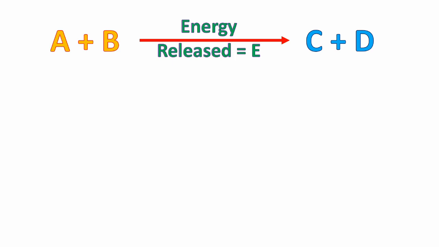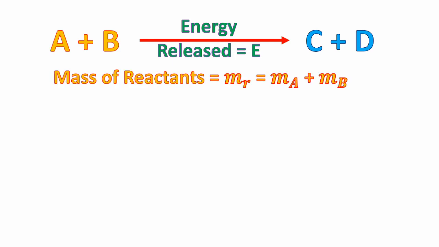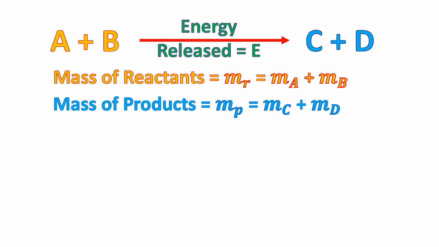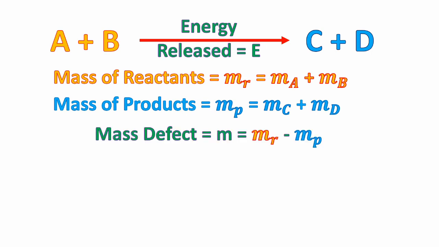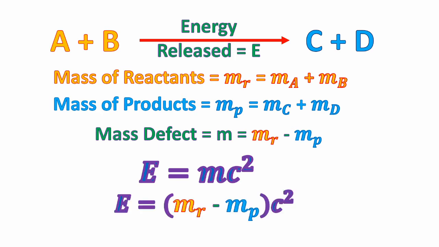You can find the mass defect by first summing the mass of the reactants, then summing the mass of the products, then writing mass of reactants minus mass of products. Finally, you can plug this mass defect into E equals mc squared and get the energy released by the nuclear reaction. We will discuss an example reaction, which is the fission of uranium 235.